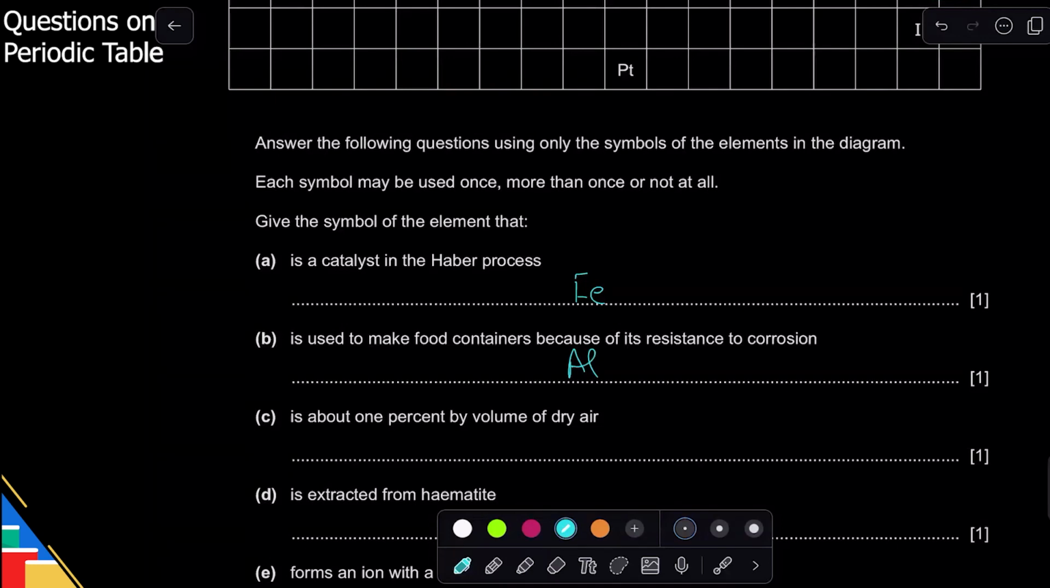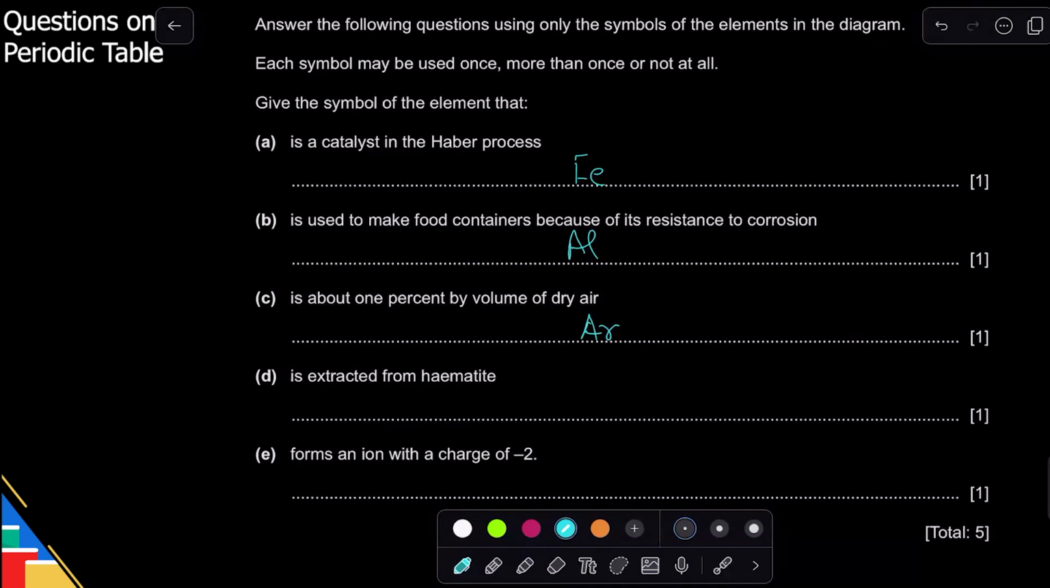It is about 1% of dry air. So this is the third most abundant gas in the atmosphere. The first one is nitrogen, which is around 78%. Then we have oxygen, which is around 21%. And the remaining almost 1% is argon. And then the remaining gases are carbon dioxide and others. Extracted from hematite. Again, hematite we will study in metals and non-metals. And this is iron again.